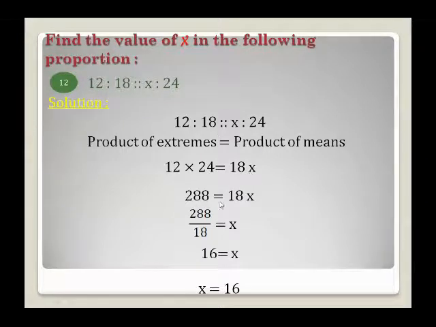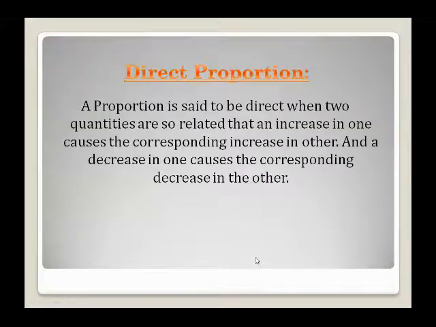x. Now students, we multiply 12 by 24, we get 288. Now here 18 is multiplied with the x, so we divide 288 by 18. Now after simplification we get 16 here, so 16 is equal to x, or also we write that x is equal to 16, which is the final answer.